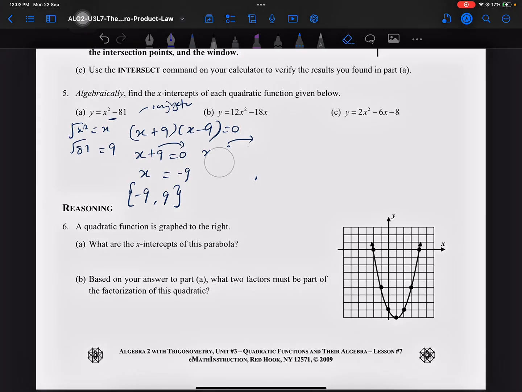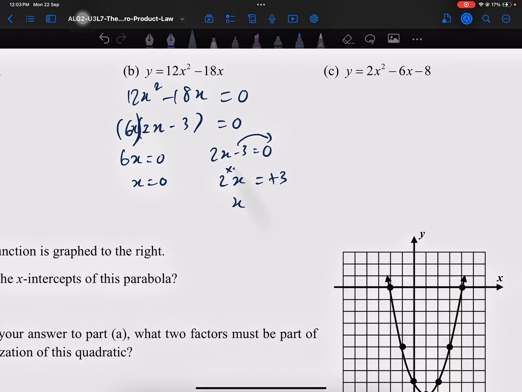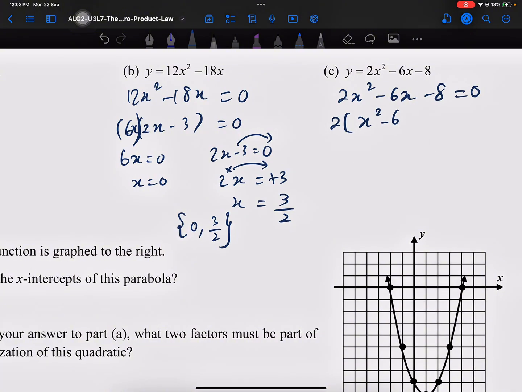Next for B, x times 2x minus 3 equals 0. Then you can already split it into 2. x is 0. 2x minus 3 equals 0. x is, jump to the right, plus 3, then divide, 3 over 2. So you have two values, 0 and 3 over 2. Next, from here you can factor out 2: 2 times x squared minus 3.